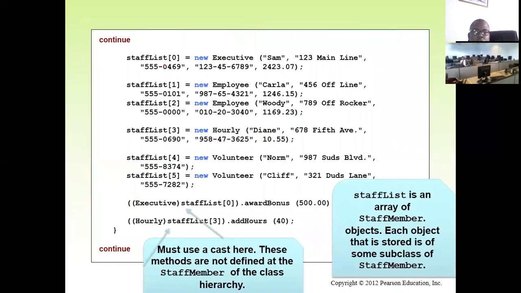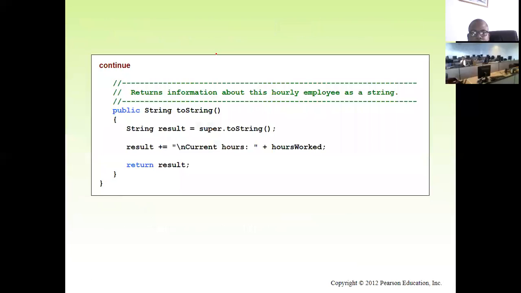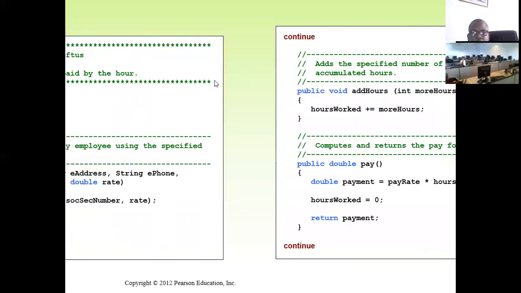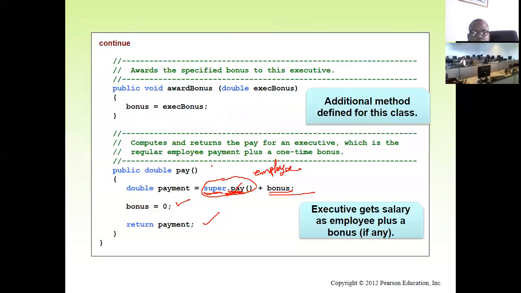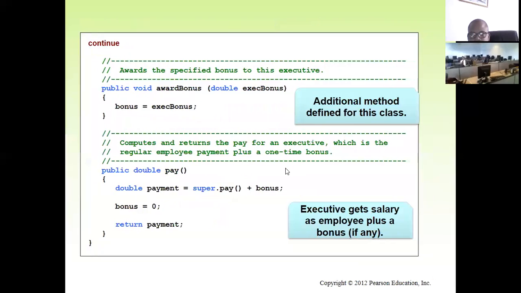This is the continuation of the constructor, where the first item in staffList is an executive. See that? We use the new keyword to call the constructor for Executive, and we pass in the variables that it requires based on what we defined in the Executive class. So basically what we have just done is to invoke this constructor, where we have a name, an address, a phone number, a social security number, and a rate.